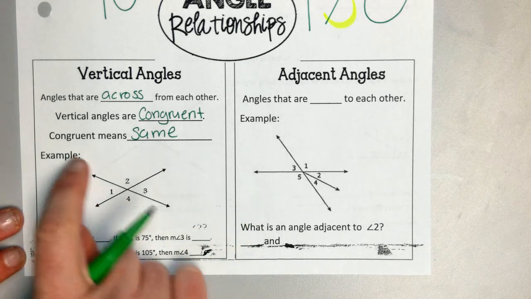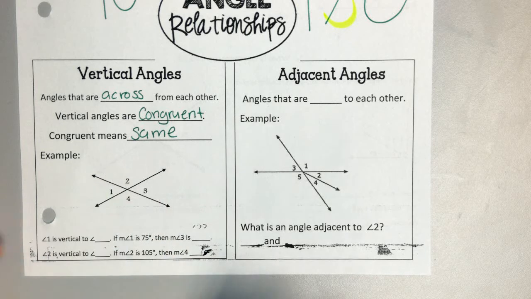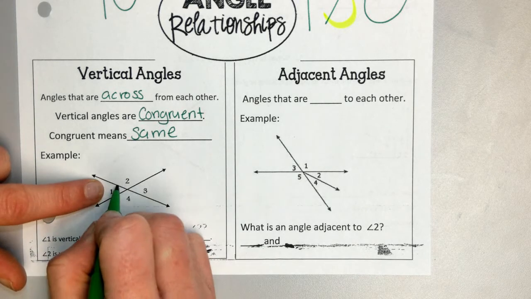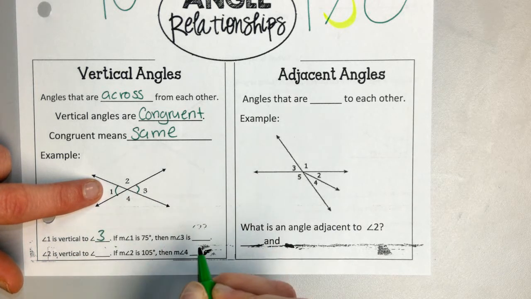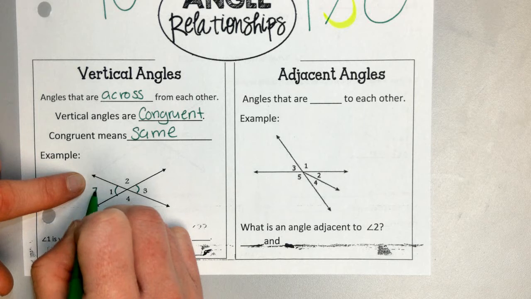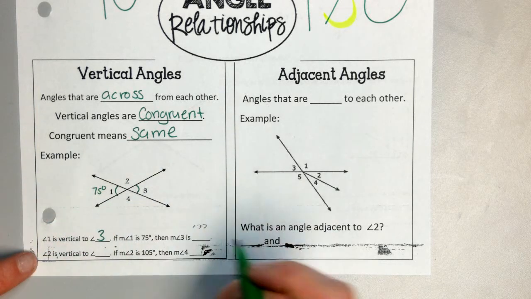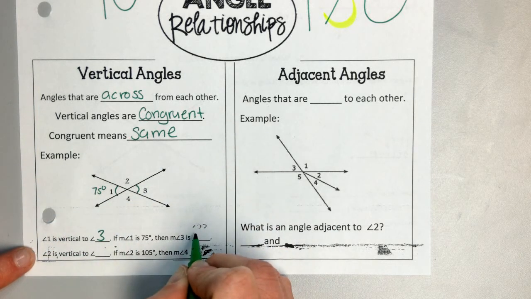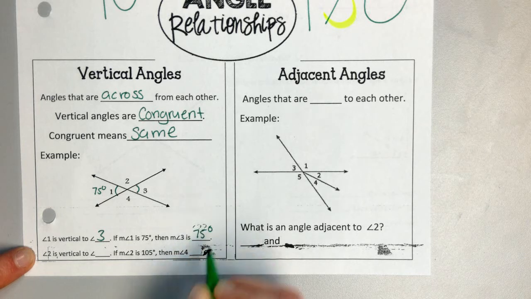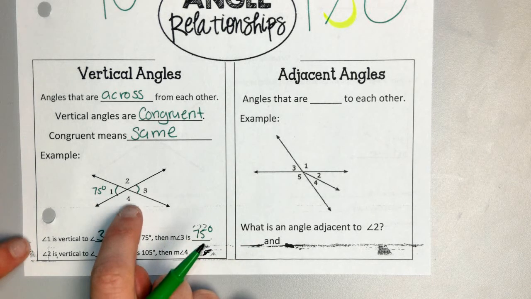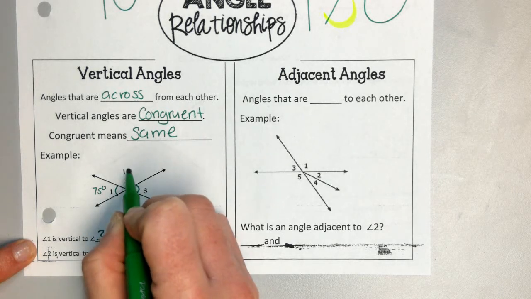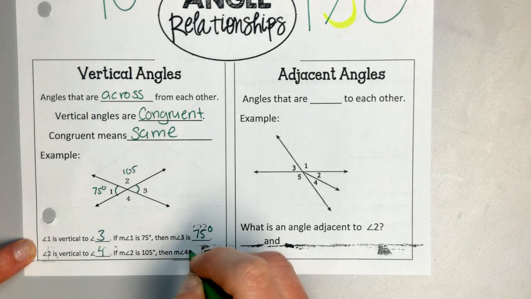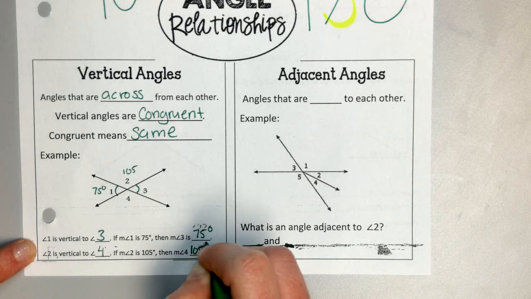So here are 2 lines, they intersect, creating 4 angles. Angle 1 is vertical to which angle? 3. 1 and 3 are across from each other. If angle 1 is 75 degrees, what's angle 3? 75. Good. Angle 2 is across from which angle? 4. If angle 2 is 105, what's angle 4? 105.